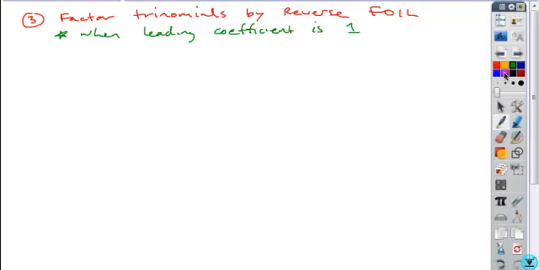All right, if this is the case, I'll go through an example here. This is the reverse foiling that you guys probably remember. If your leading coefficient is 1, you're simply going to have two binomial factors. Keep in mind that the first term is the product of the first terms of your binomial factors. So the only combination of two factors that would yield an x squared would be x and x. So you can just start with that.